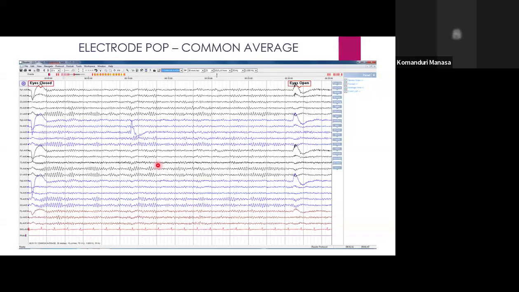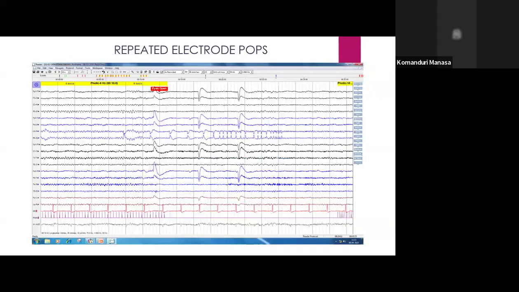This sharp rise and fall is called a DC shift, because it is exponential. And it is confined to a single channel. So we are sure that it is an electrode artifact, an electrode pop.